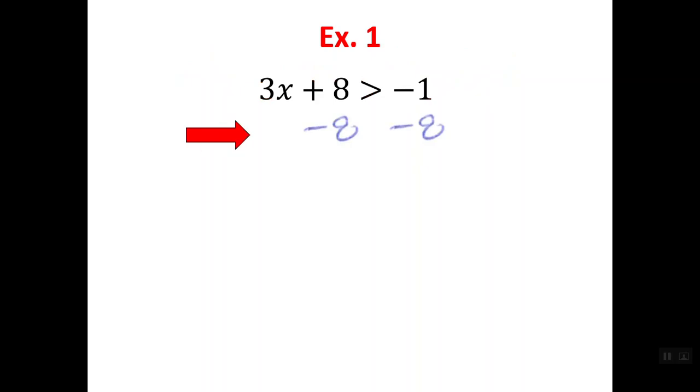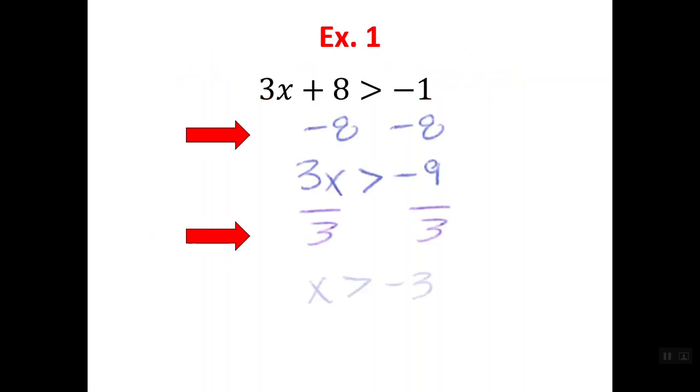That's what we need to pay attention to. Does subtracting 8 mean we switch the inequality symbol? It does not. So we keep it just the same, and so we're left with 3x is greater than -9, because -1 plus -8 is -9. Now we need to divide both sides by 3. We think about it. Is dividing by a positive number going to change anything? It is not. So we go ahead and simplify each side. We get x is greater than -3.